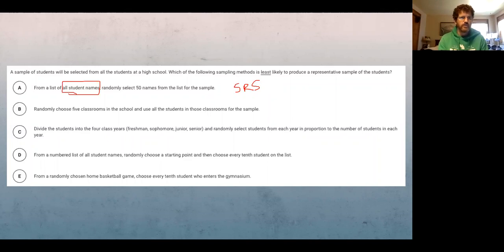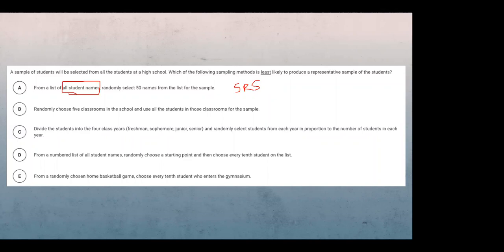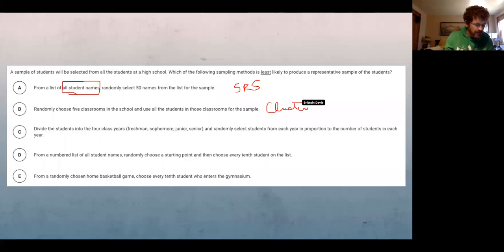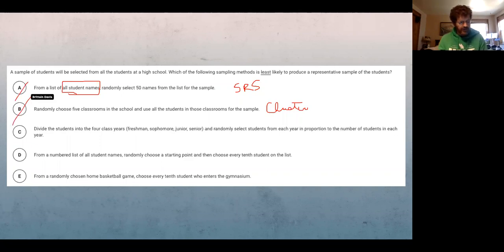Next one, randomly choose 5 classrooms in the school and use all the students in those classrooms for the sample. What kind of sample is this? Would that be cluster? You got it. So that's a cluster sample. And because you're using all the school and all the students, those both seem like they'd be representative. So those are not the right answer.